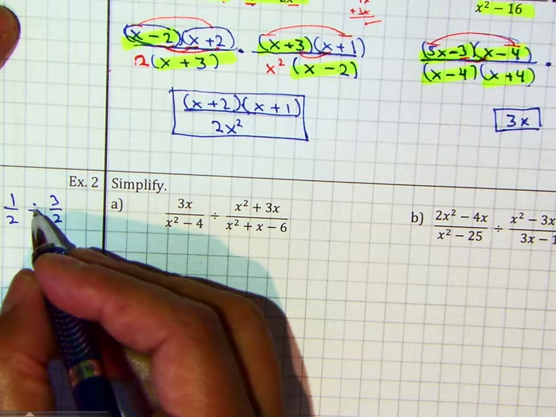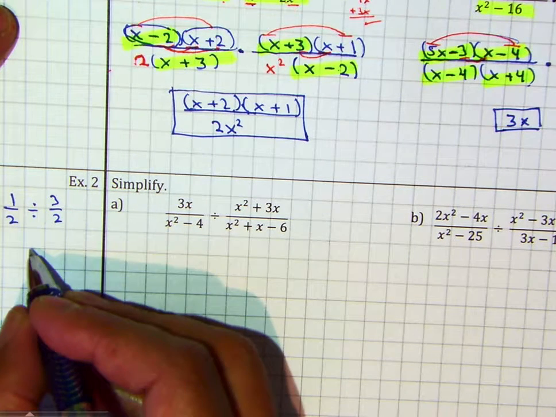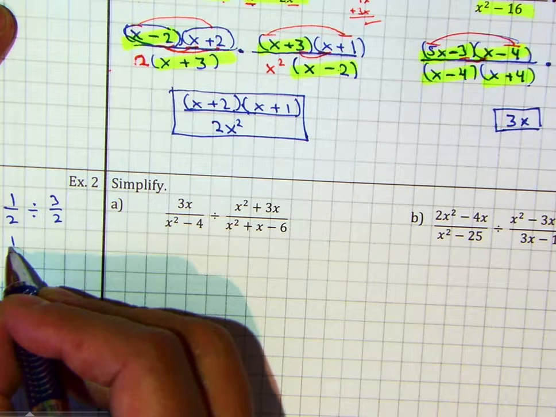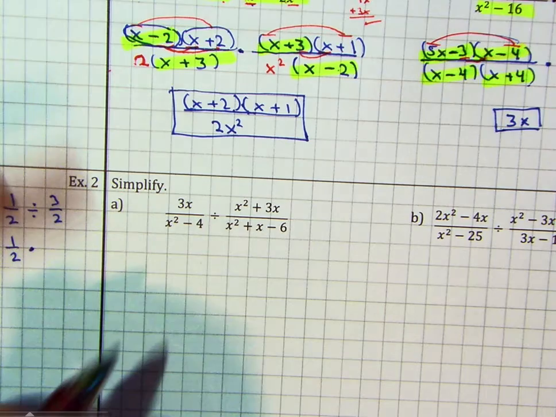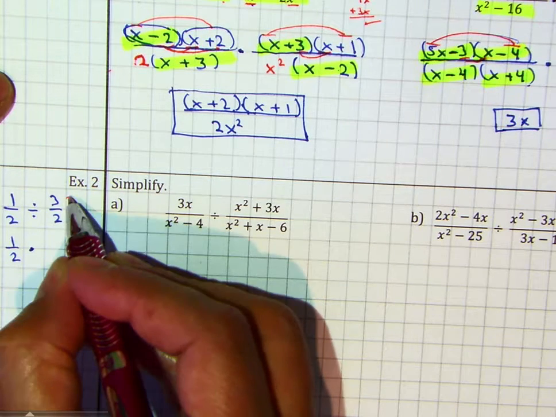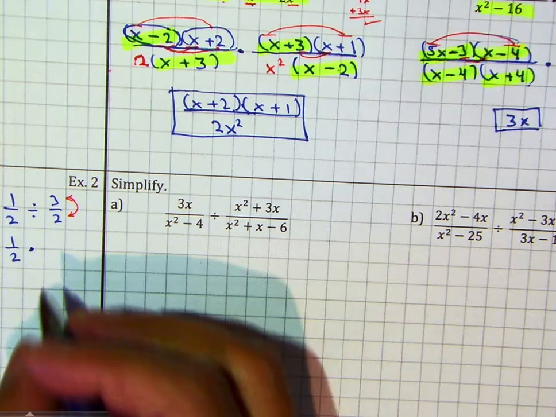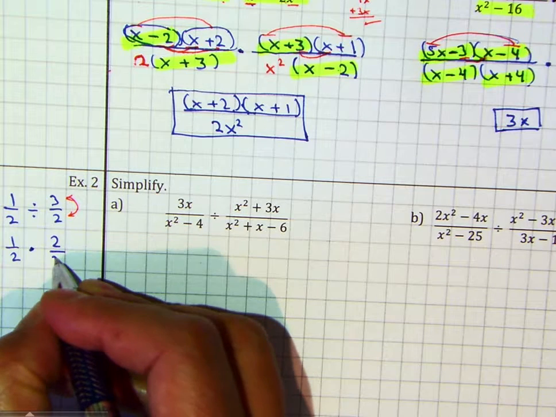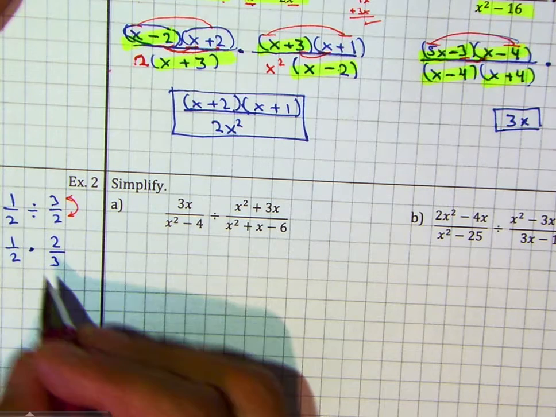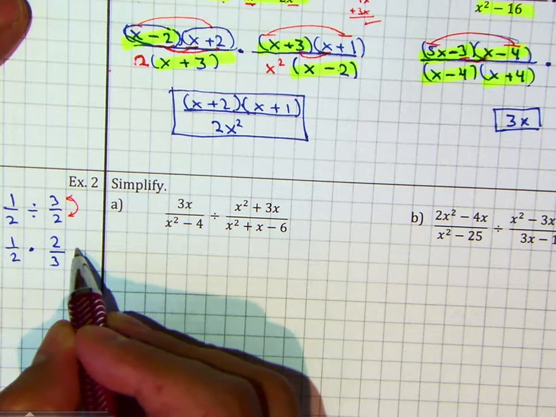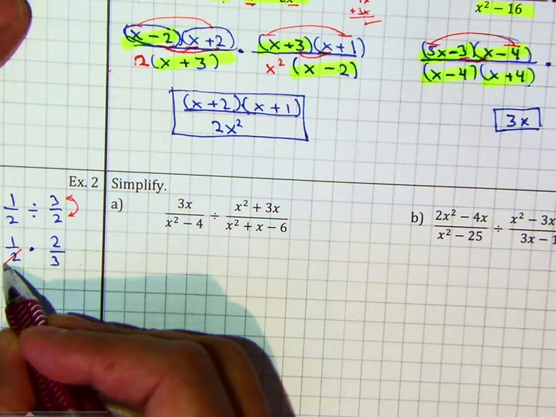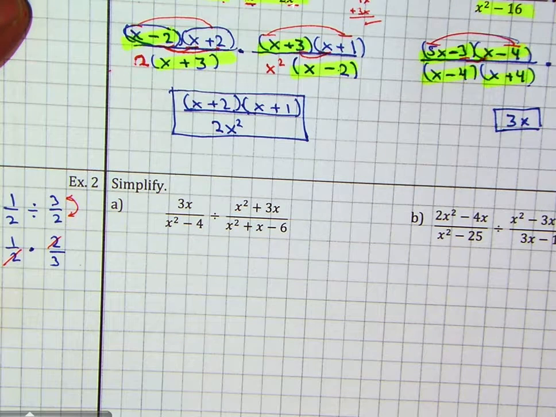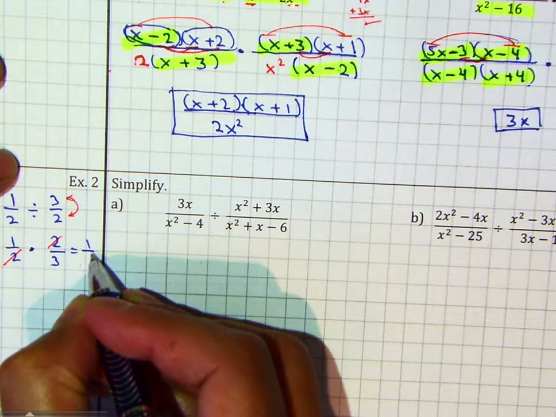To divide, the first fraction stays the same. We're going to change the division to multiplication, and we're going to take the reciprocal of the second fraction. So that gives me 2 over 3. And we can multiply across if you want. 1 times 2 is 2. 2 times 3 is 6. But we also learned that we can actually cancel out the factors. So therefore my answer will be 1/3.